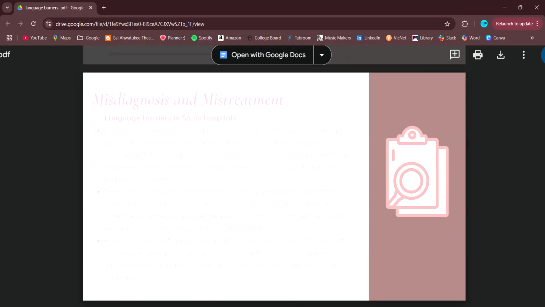Now, let's talk about misdiagnosis and mistreatment because of these language barriers. So language barriers in Saudi hospitals are caused by the linguistic diversity among these doctors and patients. And these barriers can very often lead to misdiagnosis or mistreatment. Studies have also found that healthcare workers use unofficial interpreters, which can lead to a breach in the confidentiality of the patient's diagnosis or symptoms.